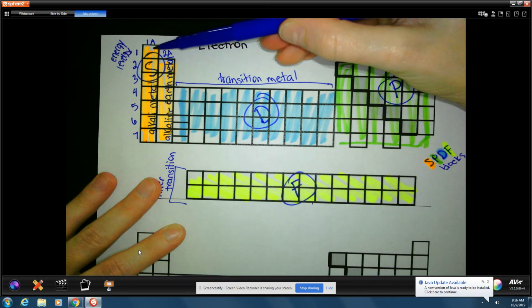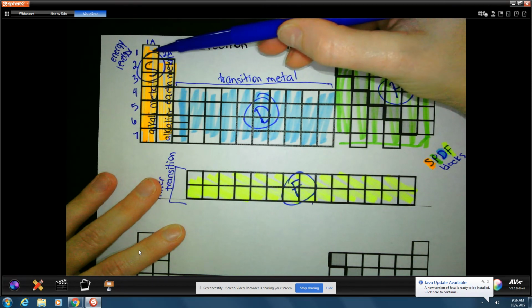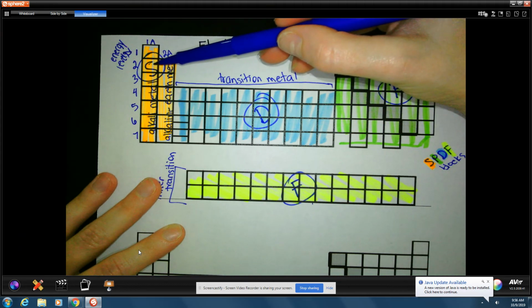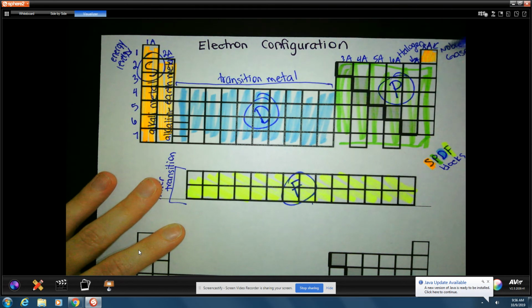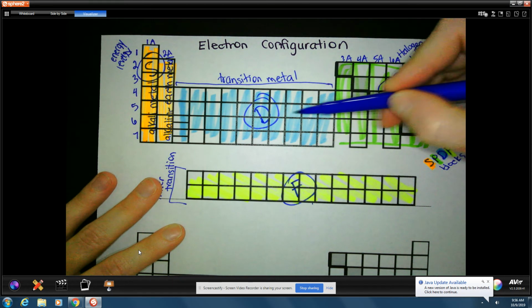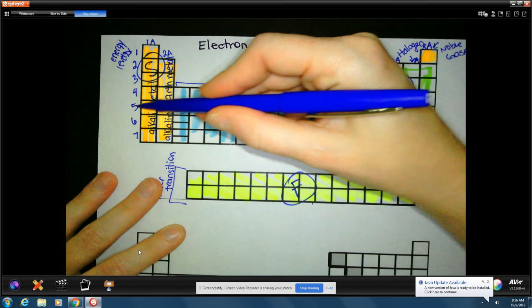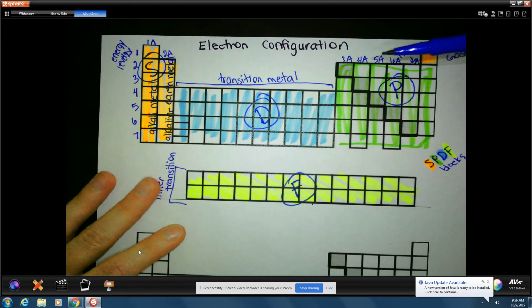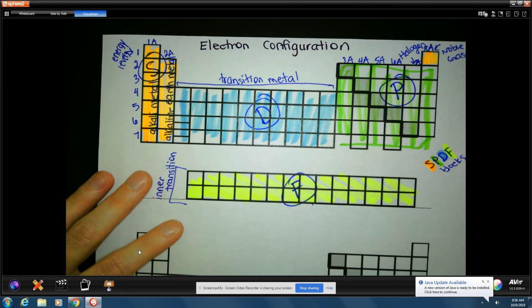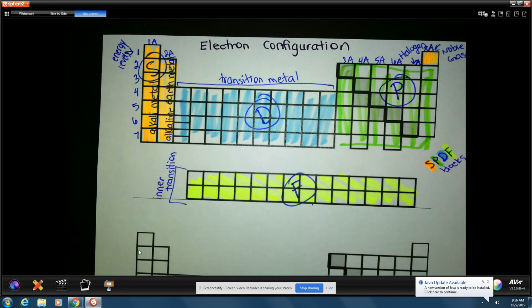So hydrogen, which is right here, is in row 1. It means it has 1 energy level. Whereas lithium is right here, so it would have 2 energy levels, and so forth all the way down here. So wherever silver is, it's in here somewhere, it's in the 5th energy level, which means it has a total of 5 energy levels because it's in row 5. So just keep that in mind as we're moving forward.